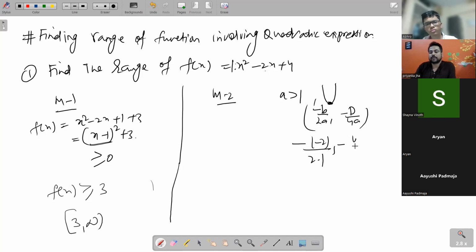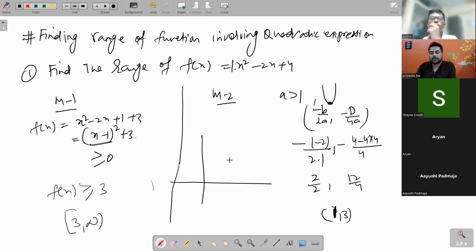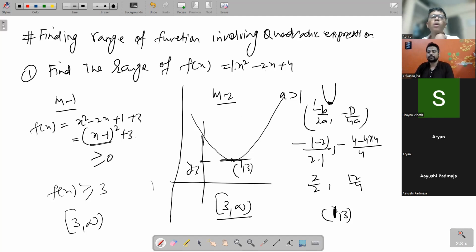Comma, minus D, where D is b square minus 4ac, upon 4a. This is 2 upon 2, comma, plus 12 upon 4. So the vertex is (1, 3). Now I'll draw the graph. The vertex is at (1, 3) and the graph is upward, so definitely the graph will be like this. This graph will not come below the line y equal to 3, and it can go anywhere to the positive side. So the range is 3 to infinity. Understood?